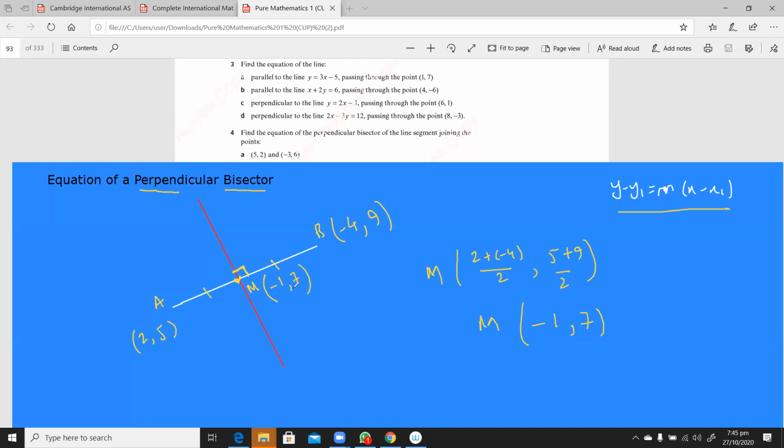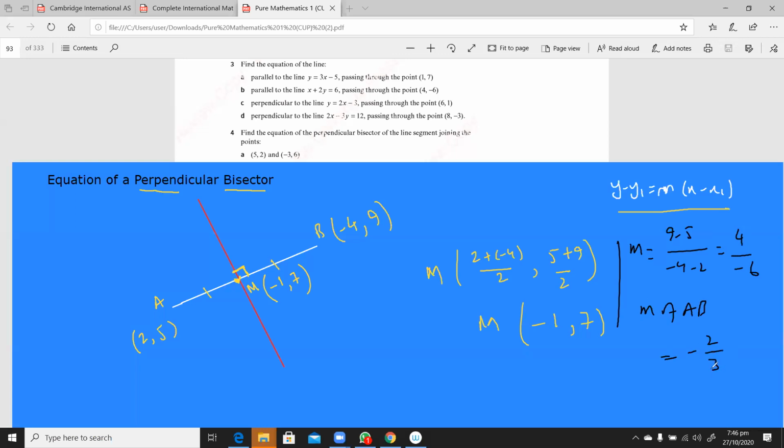And then the second thing is that you have to find the gradient. We have got a point on this line. This is M. The next thing is the gradient. So we can find the gradient of AB. Yes, let's find that. That's no problem. So the gradient would be y2 minus y1, that is 9 minus 5, over x2 minus x1. So this is 4 over minus 6. So the gradient of AB is minus 2 over 3.